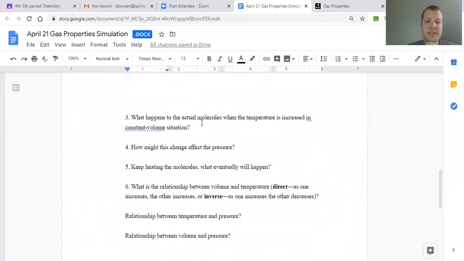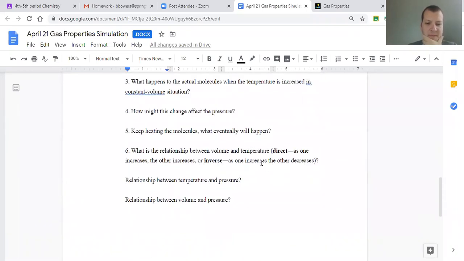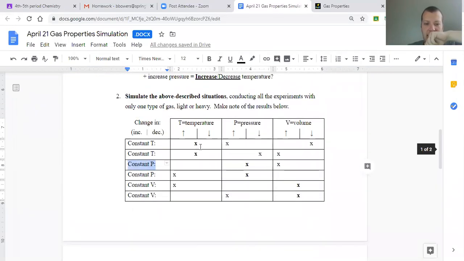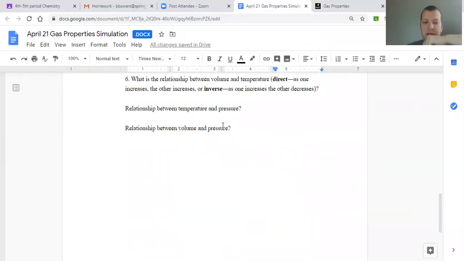Then you get to the questions. Hopefully you will be able to answer most of these questions. The one thing I do want to describe is direct versus inverse. Direct means if one's going up, the other's going up. Inverse, as one's going down, the other's going up. If we look at constant temperature, what's the relationship between pressure and volume? Pressure goes up, volume goes down. One goes up, one goes down. That means this answer right here is inverse.